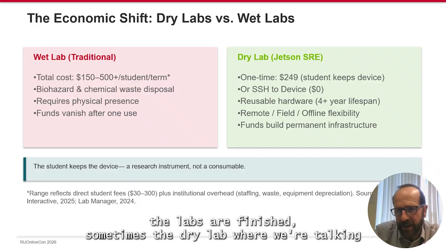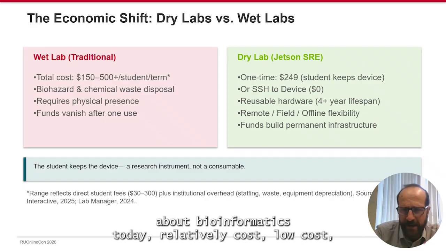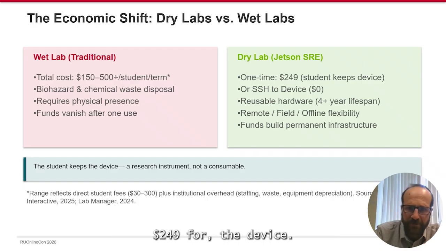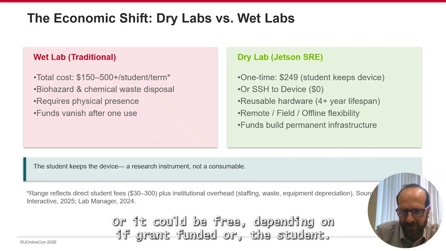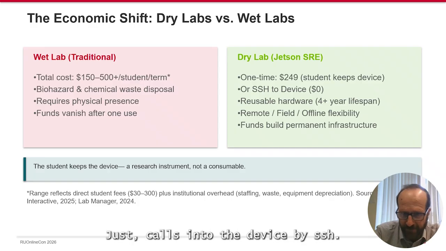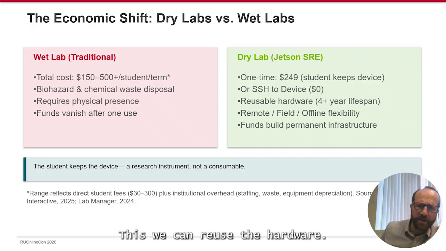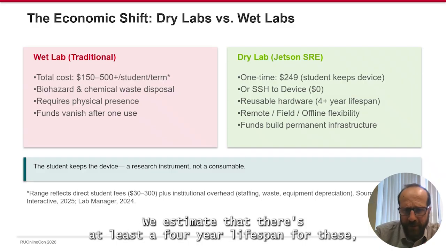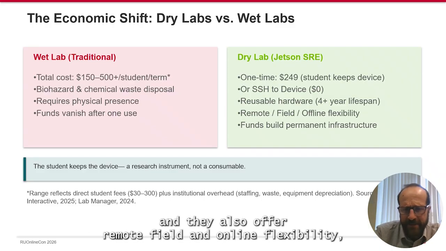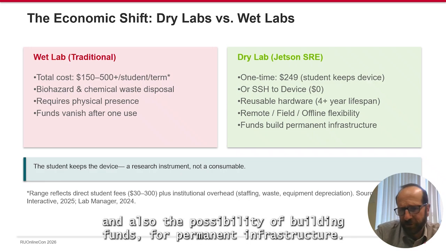The dry lab, where we're talking about bioinformatics today, is relatively low cost, $249 for the device, or it could be free depending on whether it's grant funded or the student just calls into the device by SSH. We can reuse the hardware. We estimate there's at least a 4-year lifespan for these. And they also offer remote, field, and online flexibility, and also the possibility of building funds for permanent infrastructure.